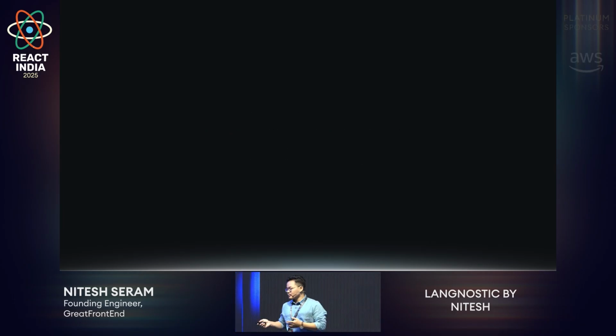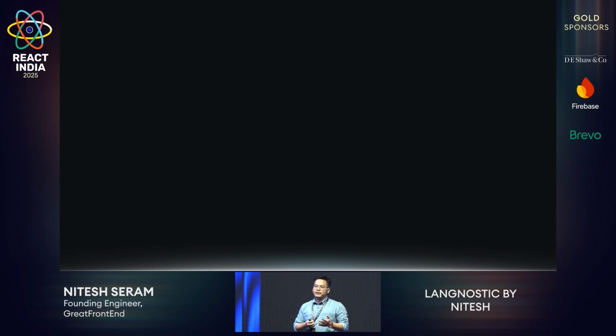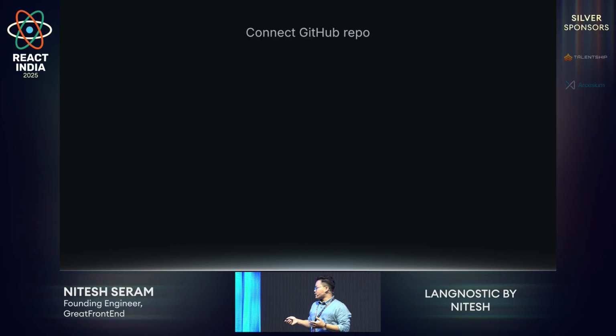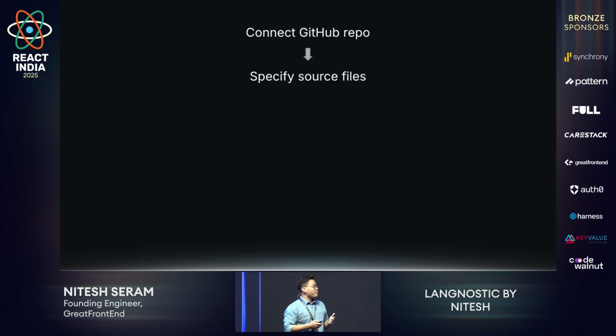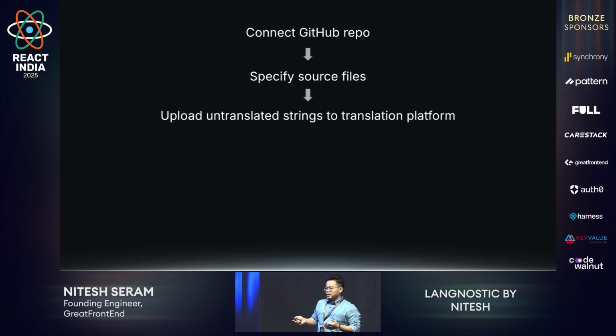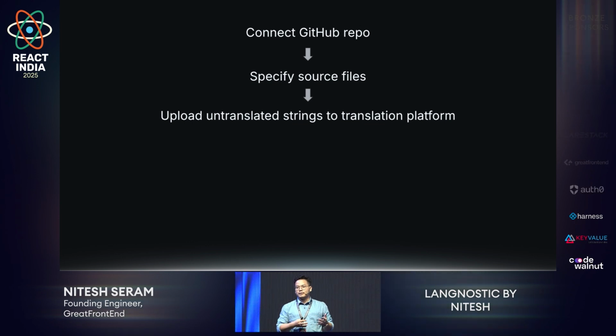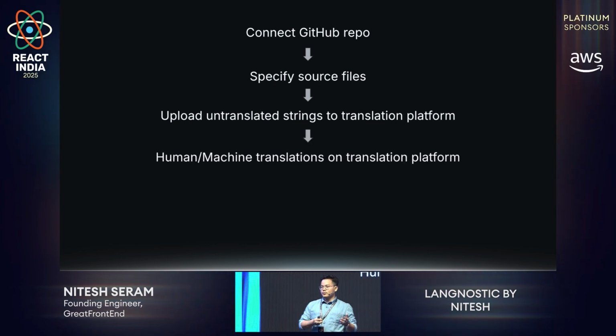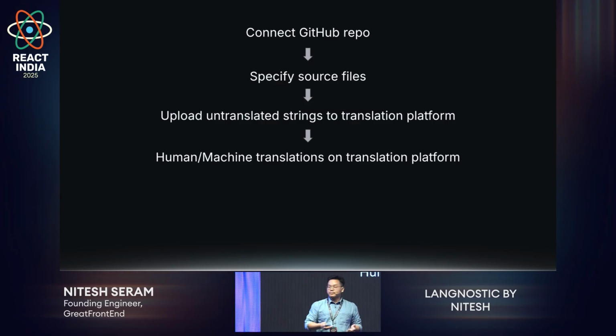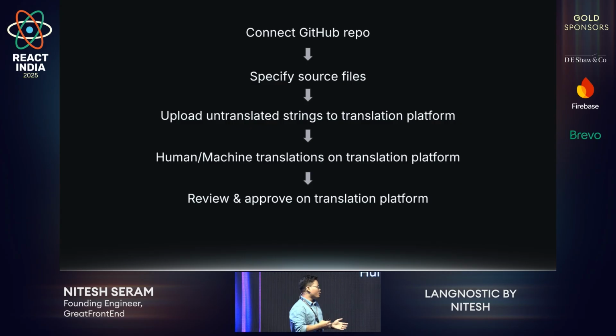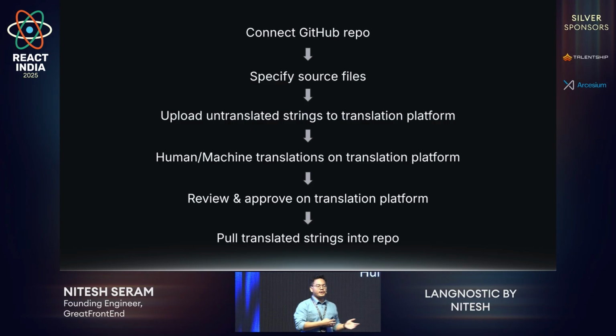translation. Initially, we were using Crowdin to translate our application. This is what a translation workflow looks like using Crowdin. You connect the GitHub repo to the Crowdin platform, and then you specify the source file. Then you upload those untranslated strings to the Crowdin platform. And then you wait for the human translation or machine translation to happen on their platform. Then you review or approve that translation. And then you pull the translated strings back into your repo.